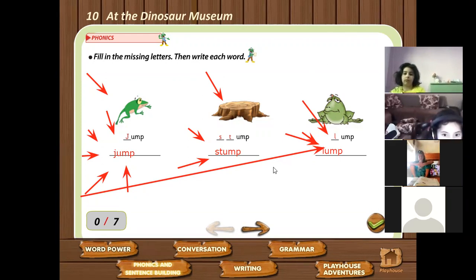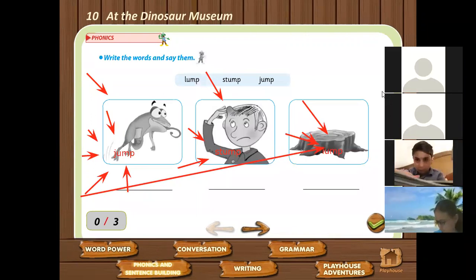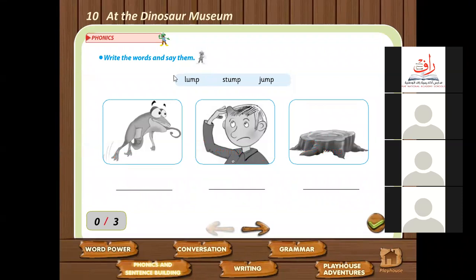Okay, let's go to the workbook directly. Because it's the same exercise. Let's take the workbook. Yalla, miss. Let's go to the workbook. Page 52. Page 52. Take the same exercise. We don't know the meanings of the words, miss. Please study after we have finished the phonics, okay? Make a revision.